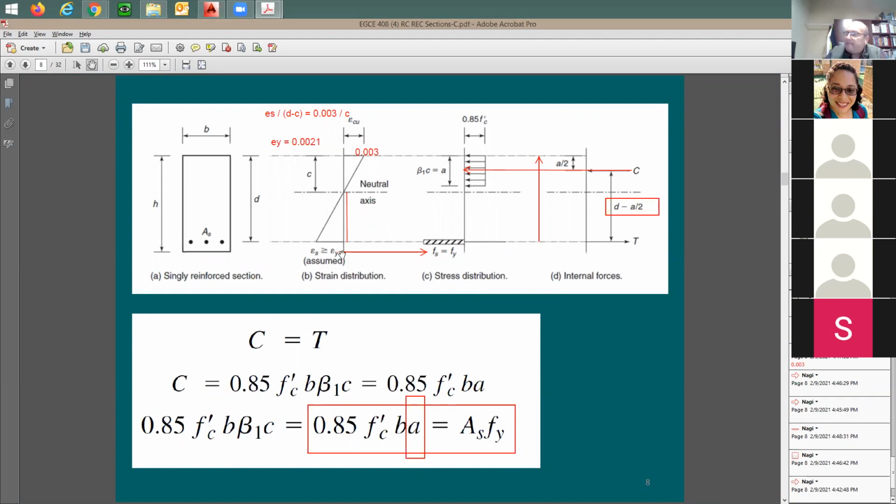Okay. How about this M sub N, the capacity, or the internal moment in the section? You can say it's going to be equal to T or C multiplied by d minus a over two. Very similar to what we have done before. In the cracking moment, we said it's going to be equal to C or T.